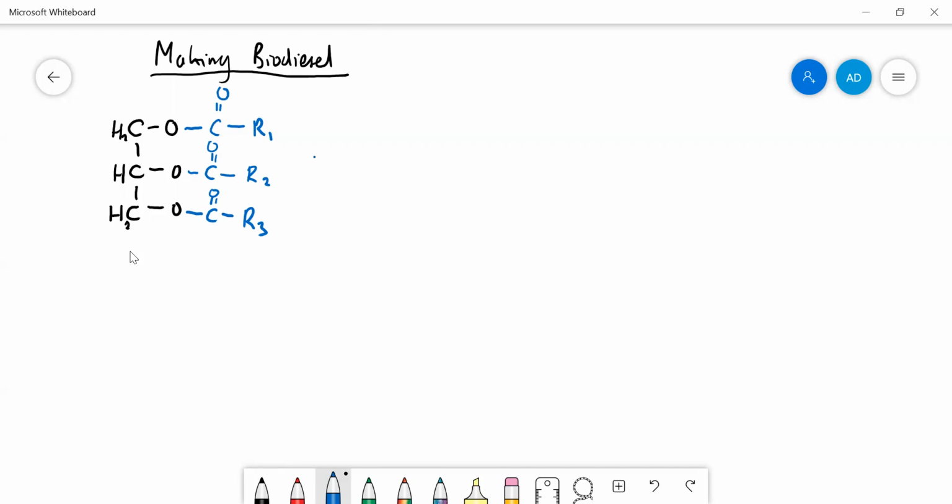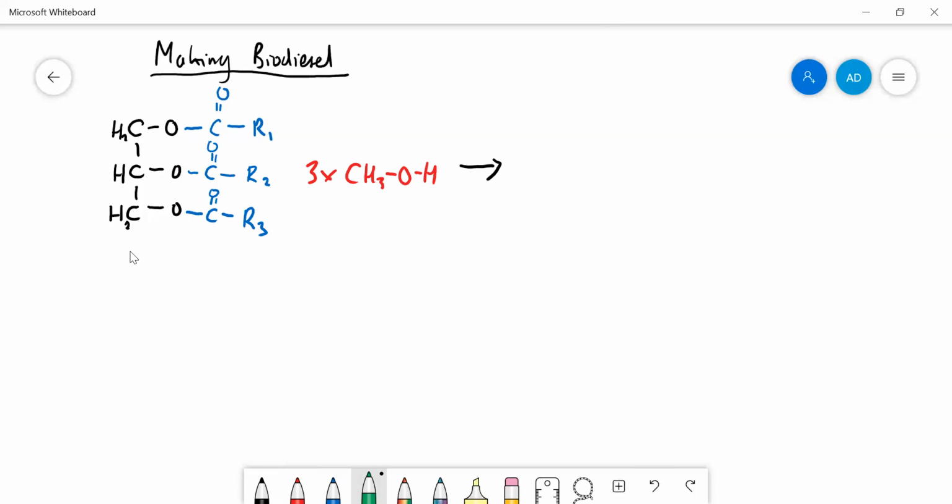Okay, so you need 3 methanol molecules. So for that, I'll do that in red. So you've got 3 methanols there. And what's going to happen is you're going to break the ester linkages here, and you're going to stick a methanol onto this carboxylic acid. You're going to stick a methanol to the left of that, break the ester linkage there, stick the methanol there, break an ester linkage there, and so on. Okay, so let's draw that.